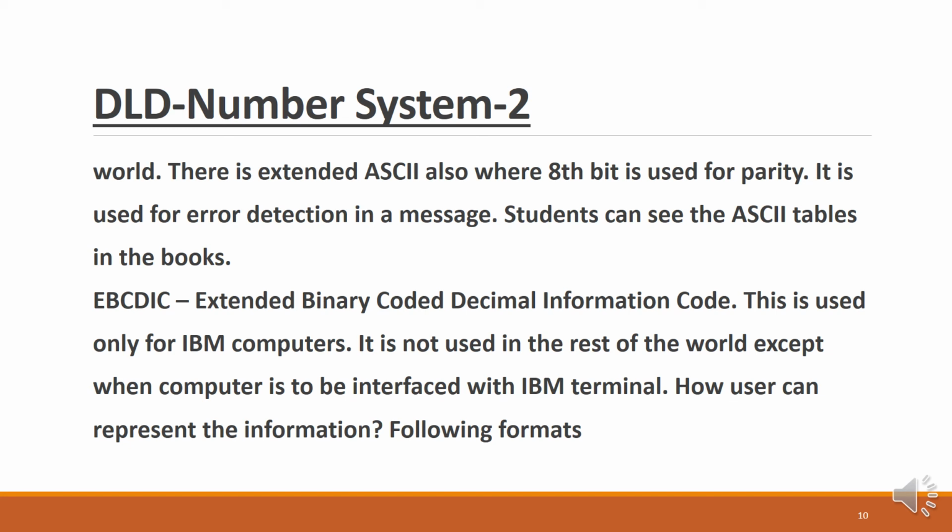So you can see, gentlemen, the ASCII tables in your books. Now what IBM is using is not the ASCII code but the EBCDIC code, as we call it, Extended Binary Coded Decimal Information Code. This is used only for IBM computers, and since they have the monopoly, they don't allow the rest of the world to use this code, except when an IBM terminal is to be interfaced with other terminals.